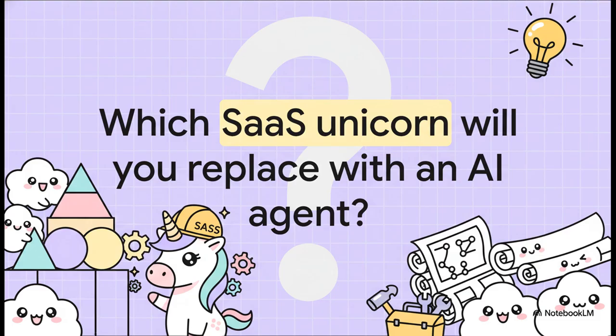So, I'm going to leave you with this final, provocative thought. You now know the 4 core design patterns. You know how to structure a single agent, and you know how to coordinate a multi-agent team. So take a look around the software landscape today. Which traditional SaaS unicorn are you going to replace with an AI agent architecture? The blueprints are right in front of you. Now it's time for you to go build.